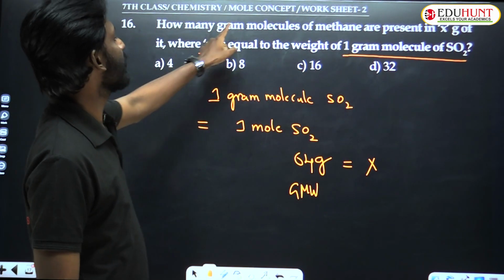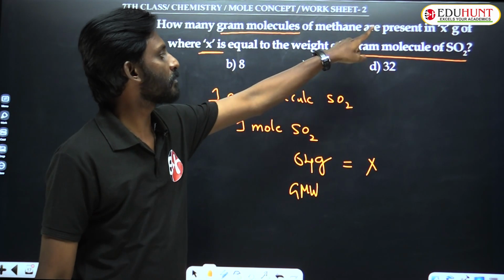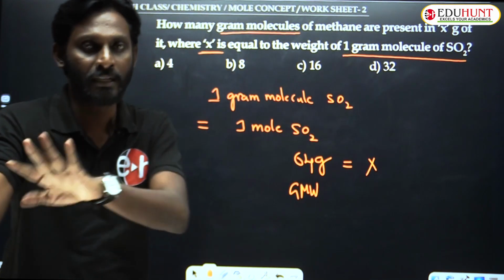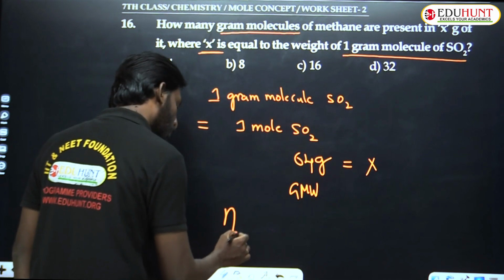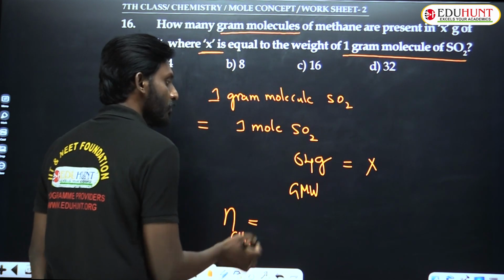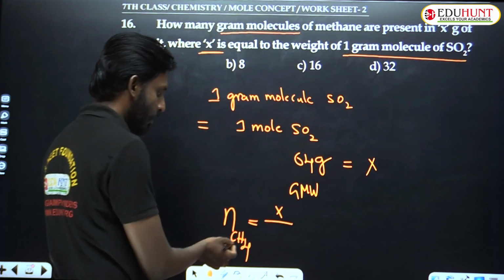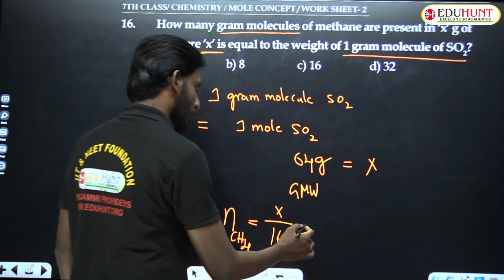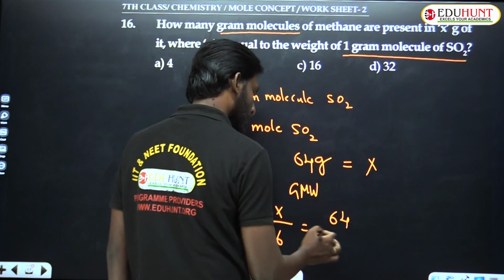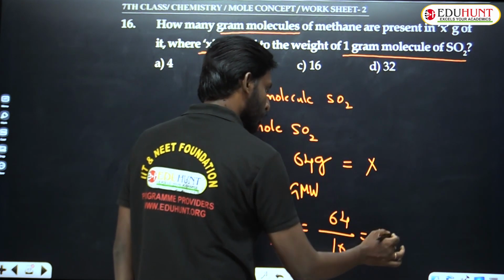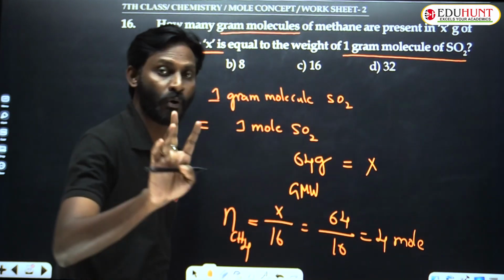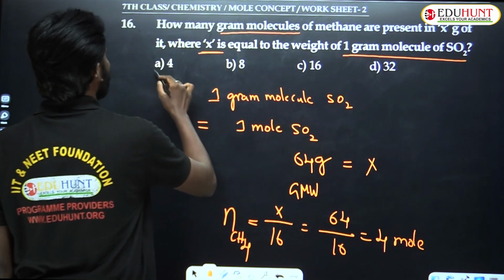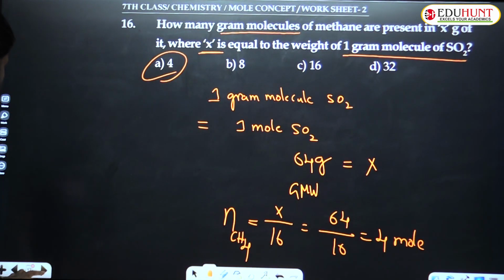The point is, how many gram molecules of methane are present in X grams? If you take X grams of methane, then how many moles of methane will be there? Number of moles of methane is equal to weight by gram molecular weight of methane, which is 16, 12 plus 4. X is 64, so 64 upon 16 is 4 moles of methane. 4 mole methane means 4 gram molecules of methane.